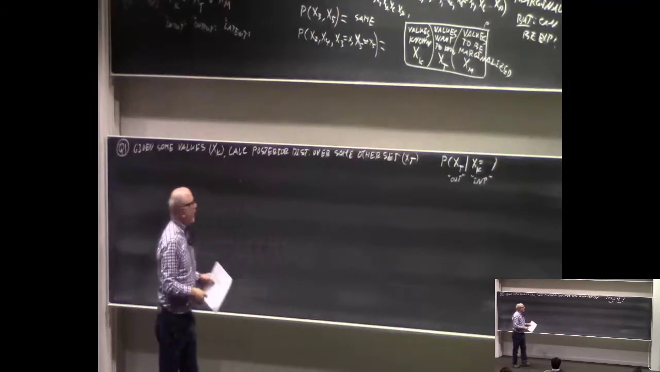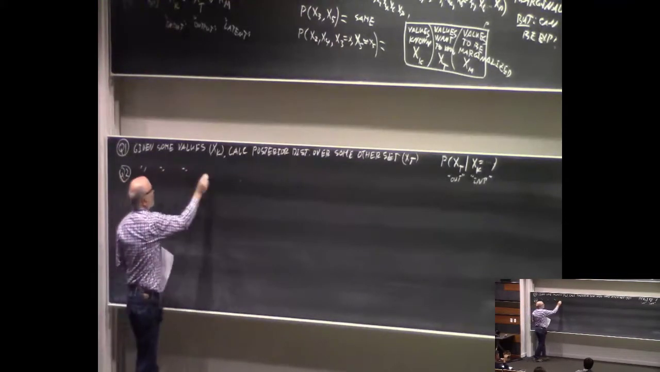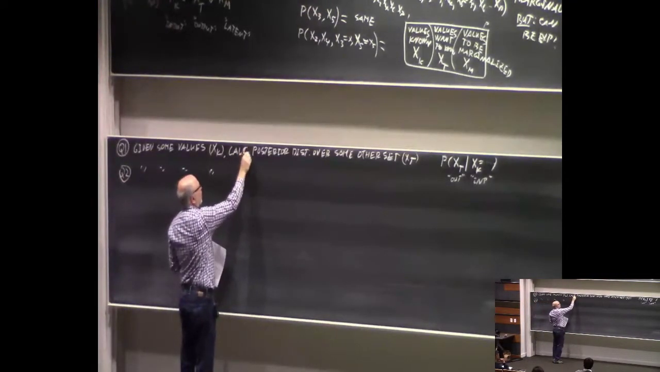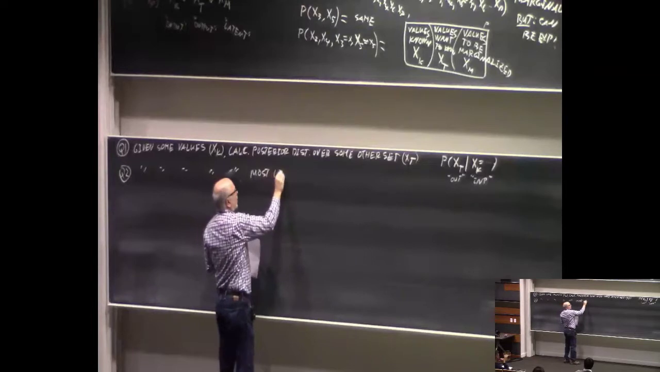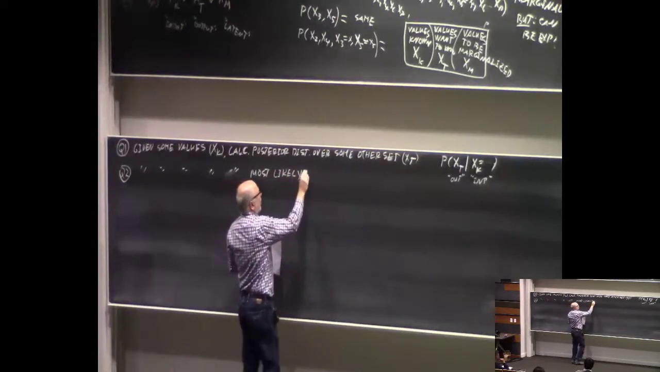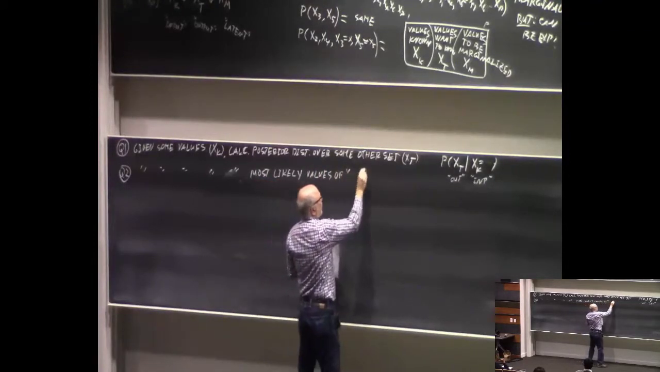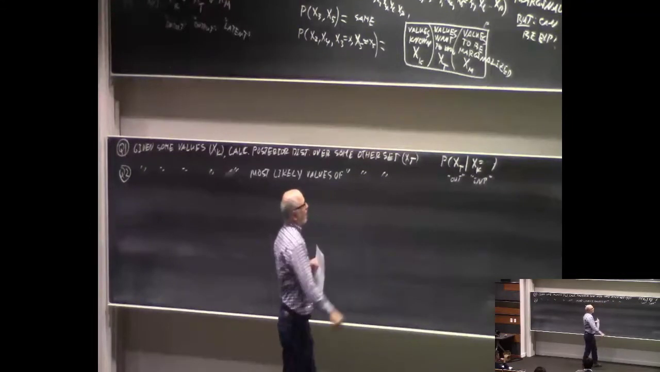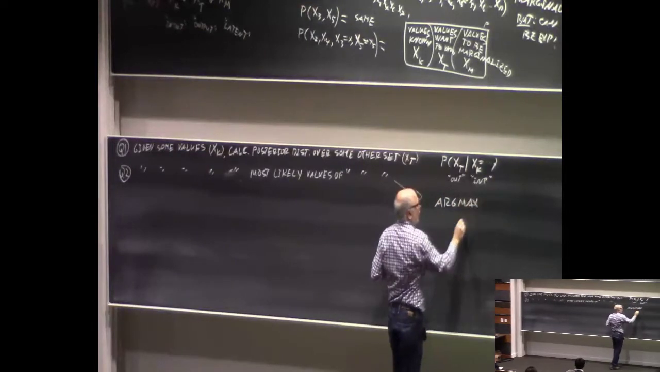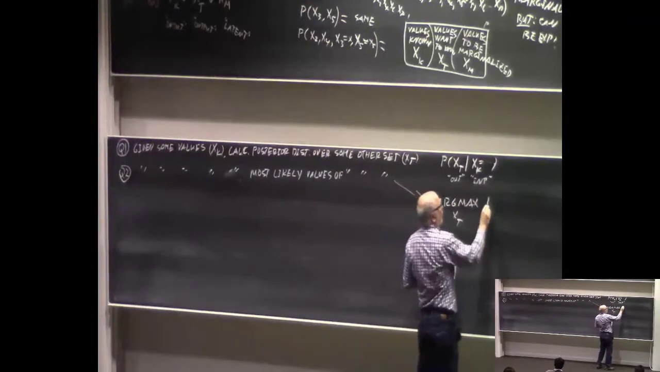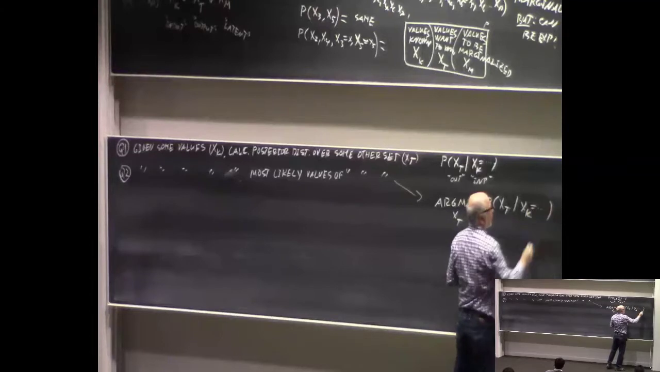A second thing you can do that's related to this is, given some values, calculate the most likely values of some other set. This would be argmax over this other set of p of xt given that xk has some values.